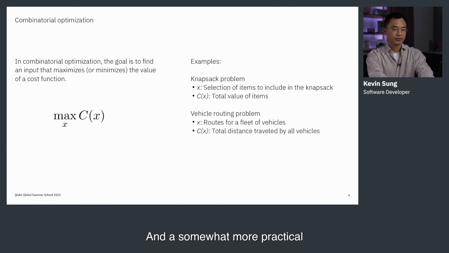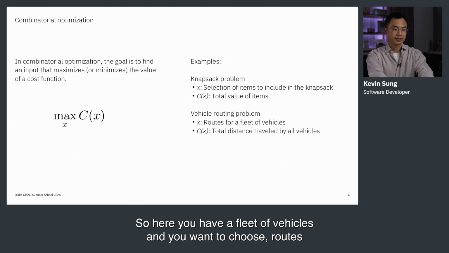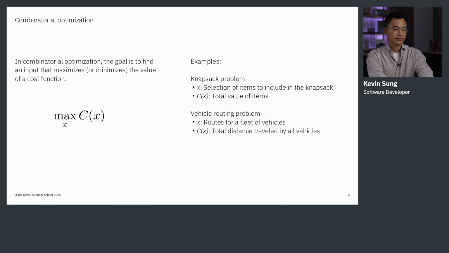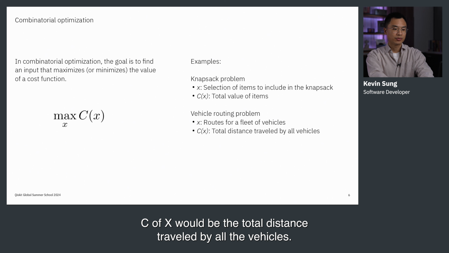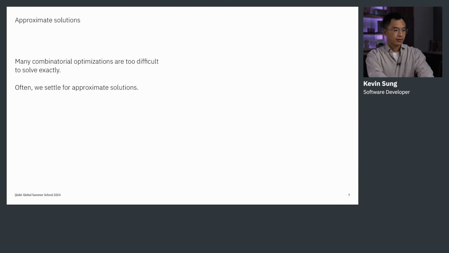And a somewhat more practical sounding example would be the vehicle routing problem. Here you have a fleet of vehicles and you want to choose routes for them in a way to minimize the total distance. Here x would be the routes for the vehicles, and the cost function c of x would be the total distance traveled by all the vehicles. So this would actually be a minimization problem.